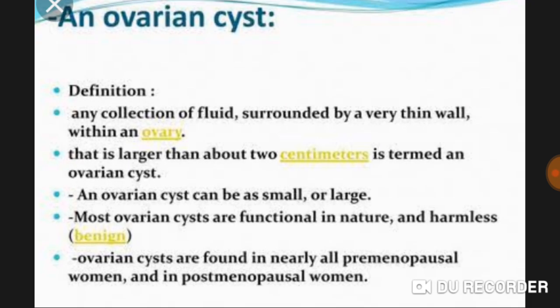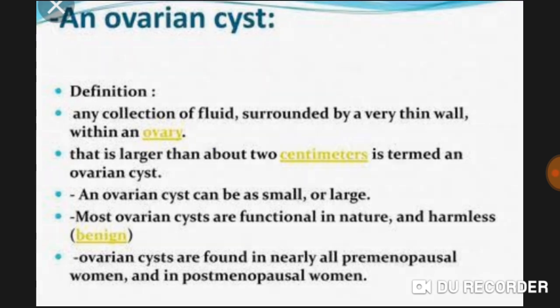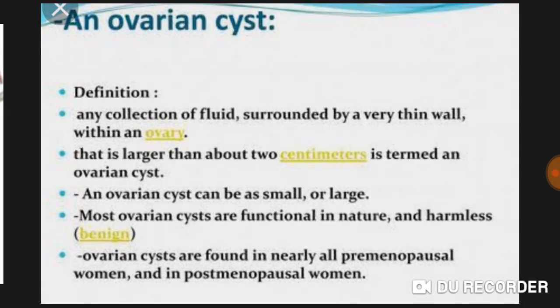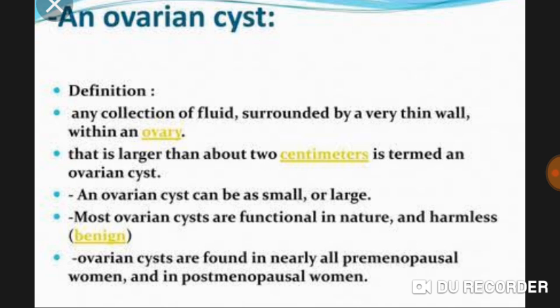An ovarian cyst is any collection of fluid surrounded by a very thin wall within an ovary. One that is larger than 2 centimeters is termed an ovarian cyst. So, collection of fluid surrounded by a very thin wall and more than 2 centimeters is termed an ovarian cyst. An ovarian cyst can be small or large. Most cysts are functional in nature, harmless and benign. Ovarian cysts are found in nearly all premenopausal women and in postmenopausal women. Hope it's clear till here.